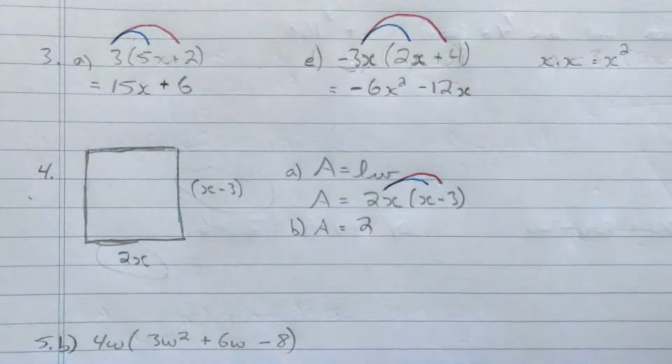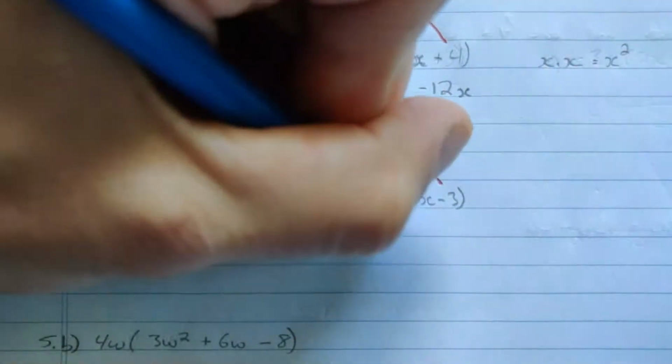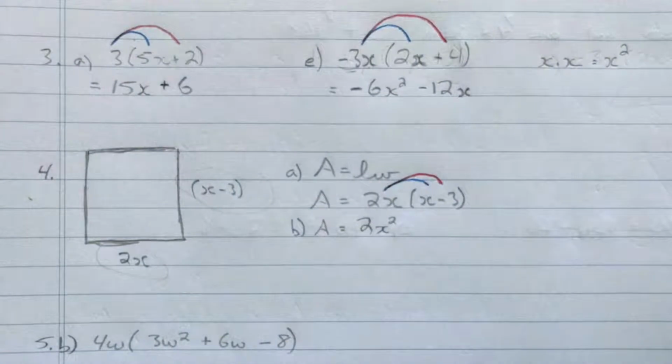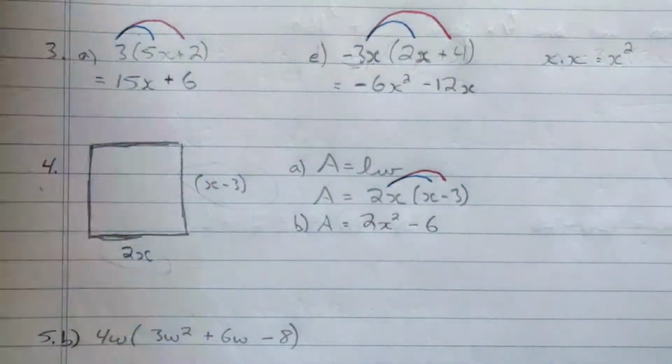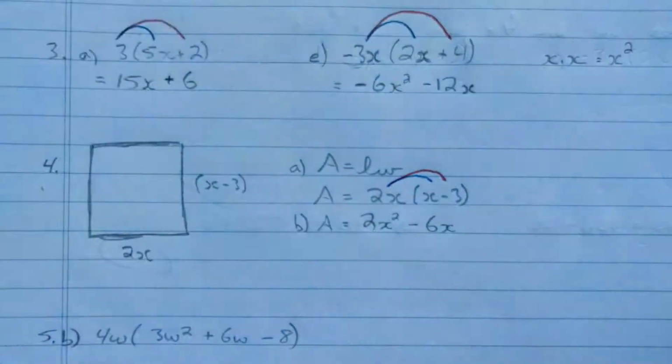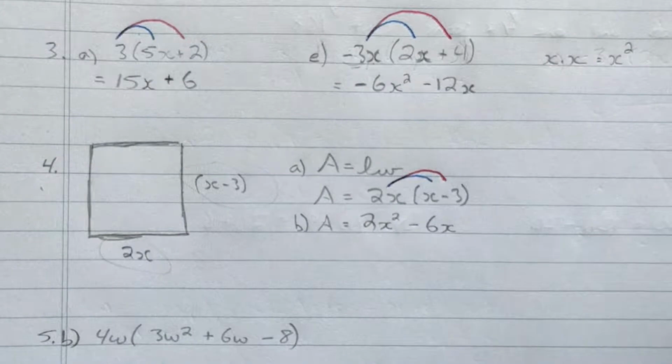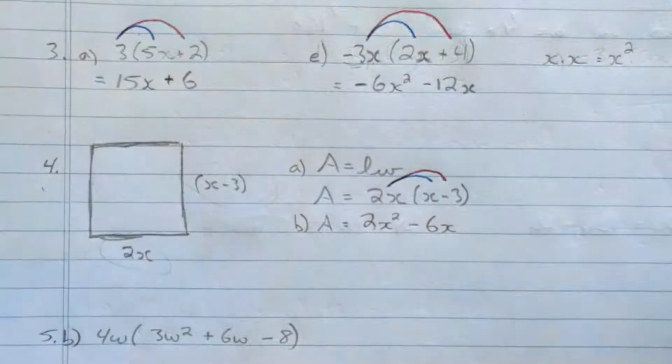then x times x simplifies down to x squared. Then we have 2 times negative 3, that's going to give us negative 6, and then there's an x there. Only old x gets put down there again by himself. So 2x squared minus 6x is the expanded form, so that's part A, that's part B.